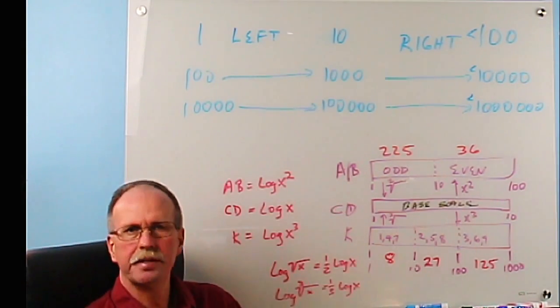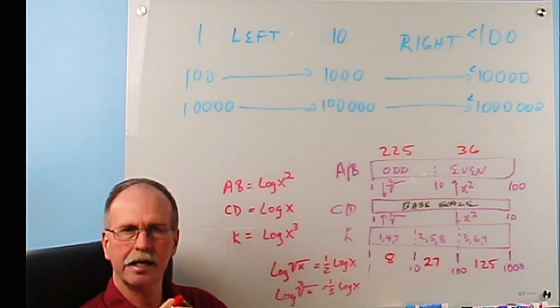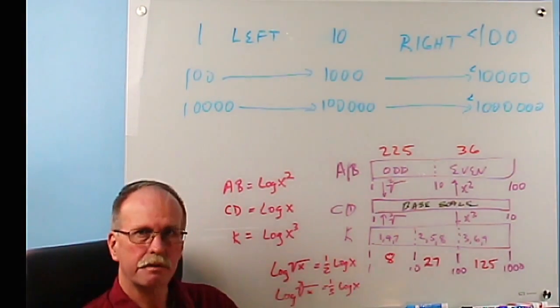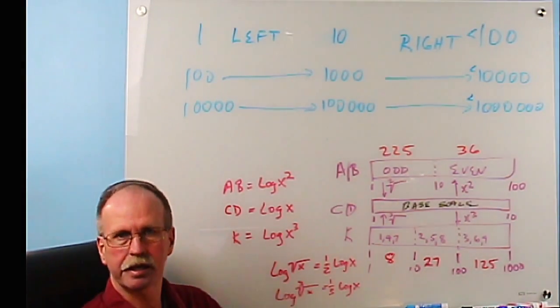Like in our last video, I'm going to go over the theory behind how the AB scale and the K scale work, and then we're going to go over and have a look at it on the slide rule so that you can just see it being done.